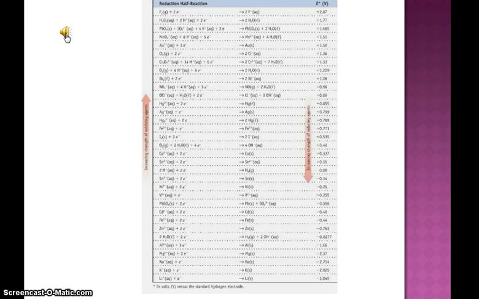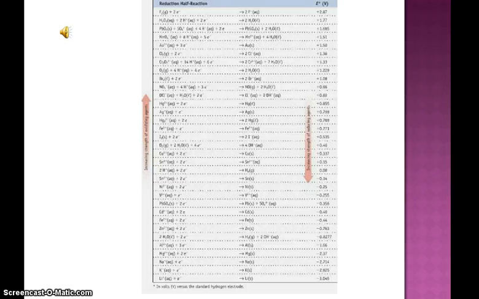This is a table of standard reduction potentials. The half reactions seen are written in the form oxidized form plus electron yields reduced form. On the left side of the reaction arrow is an oxidizing agent, and on the right side is a reducing agent. The more positive the value of E, the better the oxidizing agent. This means fluorine gas is the best oxidizing agent in the table, while the lithium ion is the worst.